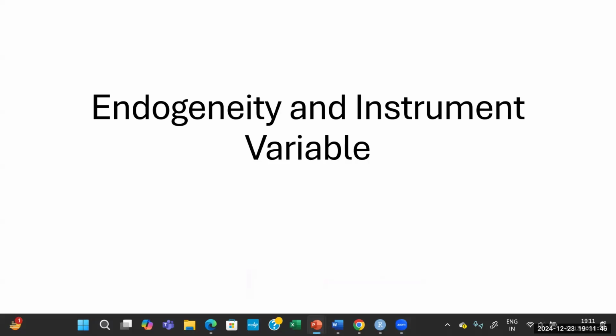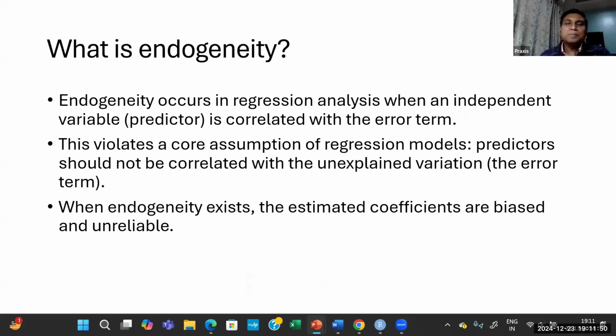So that's the basic definition of endogeneity. But my contention is to make you understand from a layman's perspective, what is the problem if you have endogeneity? That means if you find one of your regressors is correlated with the error term, what is the problem? What problem will it create?